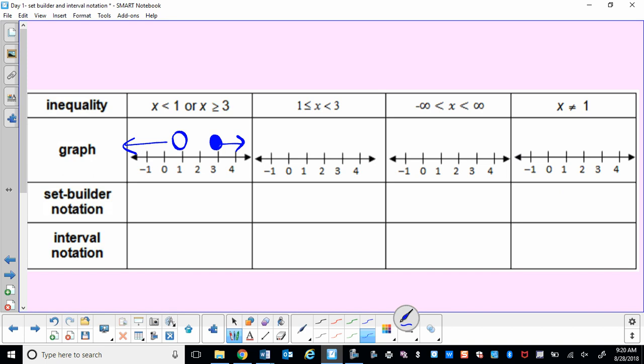Okay? Set builder. We have my braces. We have x and my line. I'm just copying this entire inequality. No real thinking here. You may have to write it real small so you can fit it. I did not do that, but we're just copying it as you see it.